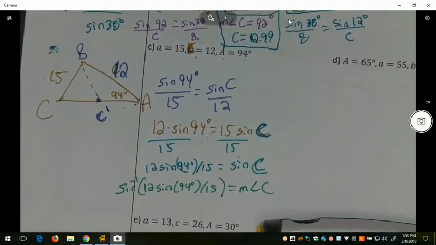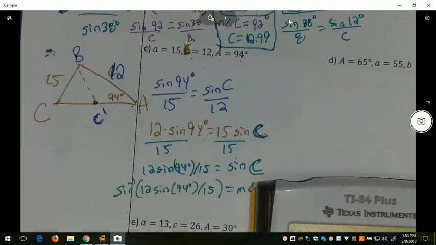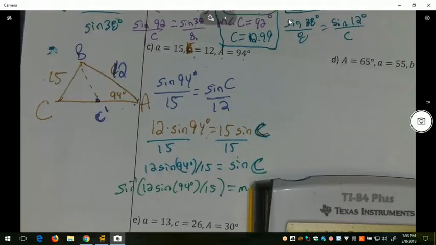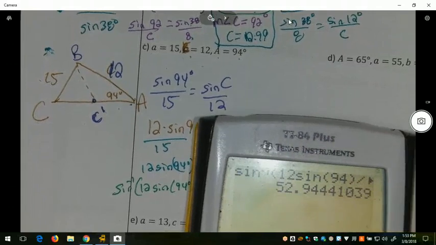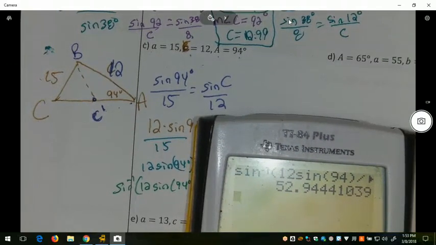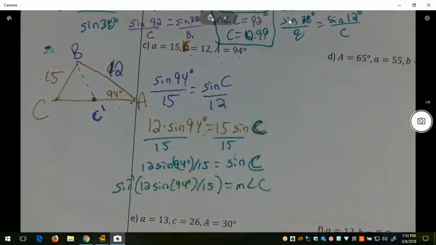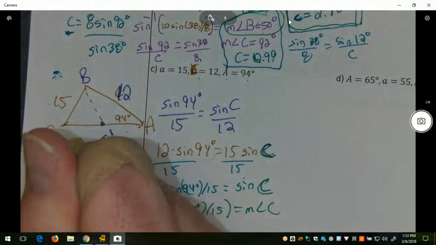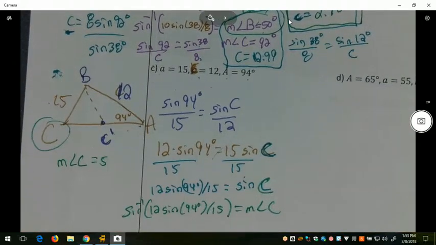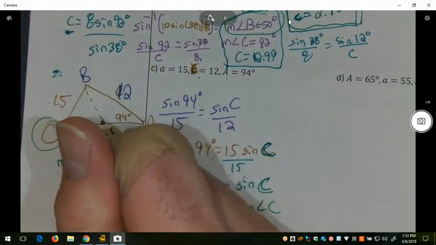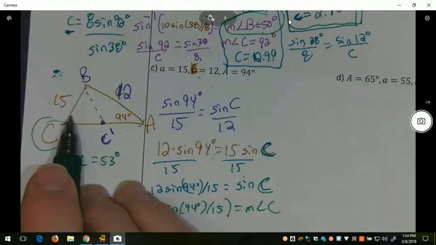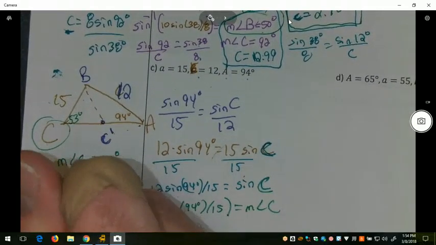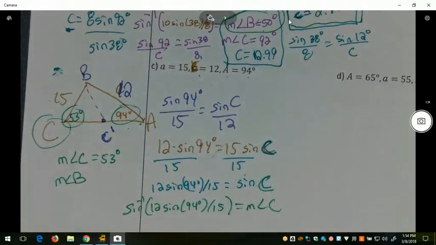So I put this in my calculator. Sine inverse, 12 times the sine of 94 degrees divided by 15, close parentheses, and lo and behold, I get an answer of 52.9. And this is an angle, so I'm going to round to the nearest degree. That would be 53 degrees. So for this triangle, measure angle C is 53 degrees.